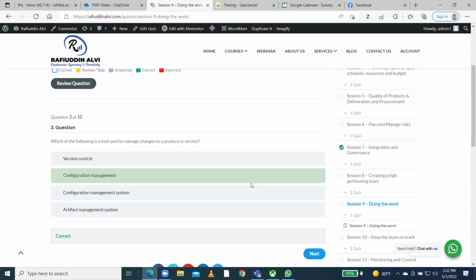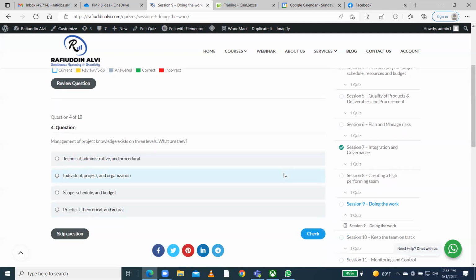There are many tools for version control, so you're getting the point, but what is the tool called? Configuration management. That is configuration management for products and services, something like that.